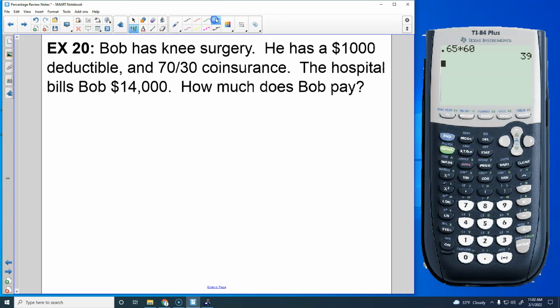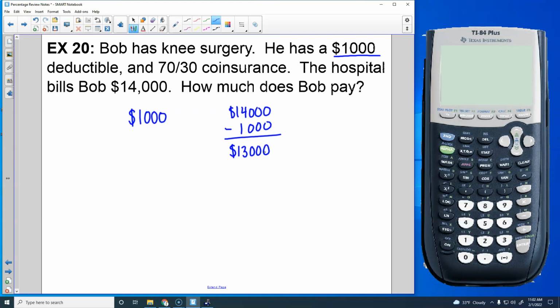So anyway, Bob here has knee surgery. I feel like this is a reasonable estimate for a knee. Here, $14,000. With the $1,000 deductible, that means Bob definitely has to pay $1,000, right? He's got to pay that much. So he has paid part of his bill. He has $14,000. He paid $1,000 for his deductible. That means he still owes $13,000.